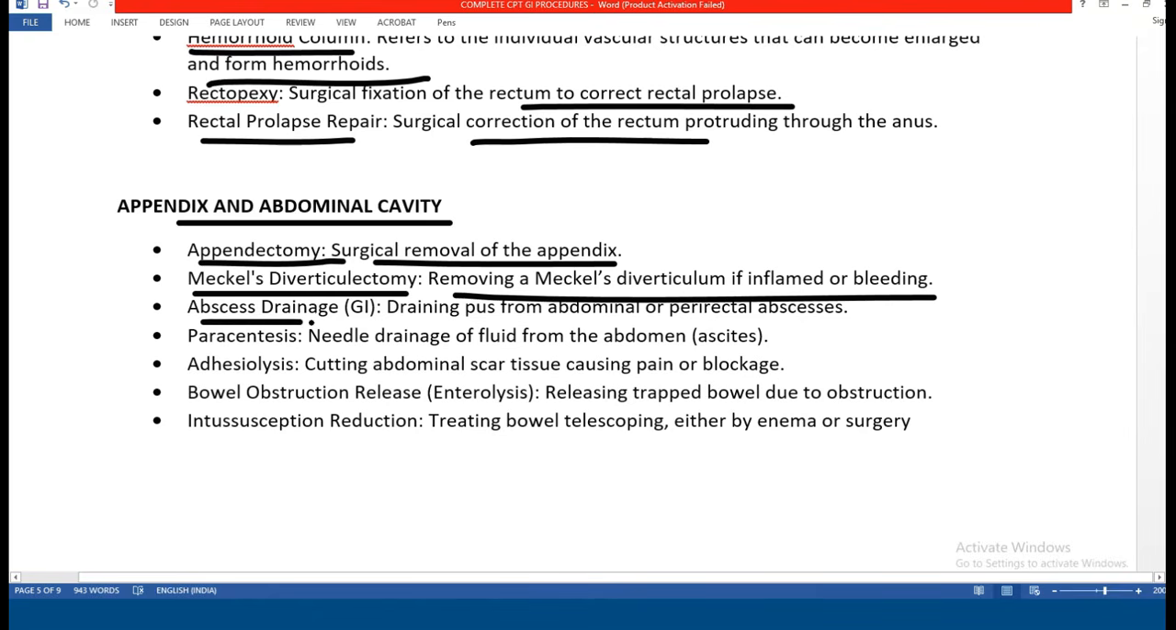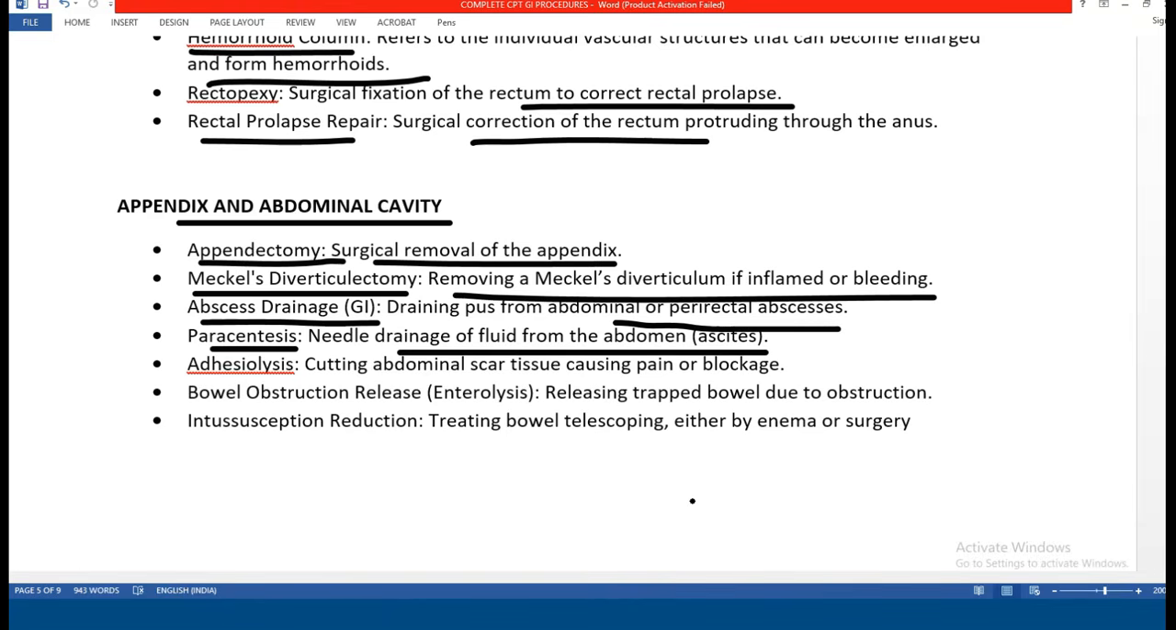Okay. So abscess drainage, GI abscess drainage, draining pus from an abdominal or perirectal abscess is called GI drainage or abscess drainage. Paracentesis. So needle drainage of fluid from the abdomen. Usually the physician will perform this paracentesis procedure for ascites.